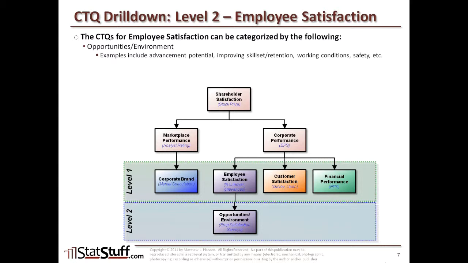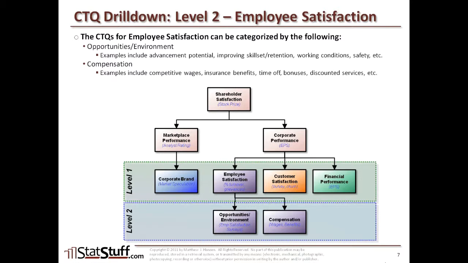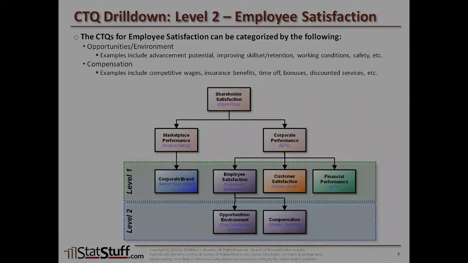Another critical CTQ for employee satisfaction could obviously be compensation. Are they offered competitive wages? Are there good benefits or time off or bonuses, or other kinds of discounted services or products that are provided to the employees? All these are things that could be critical as far as affecting the satisfaction of employees at this level 2 CTQ.